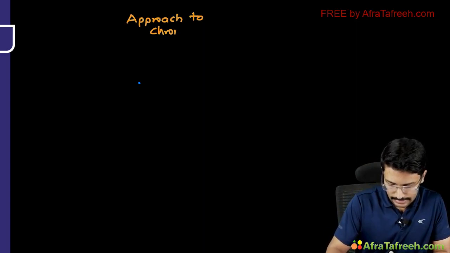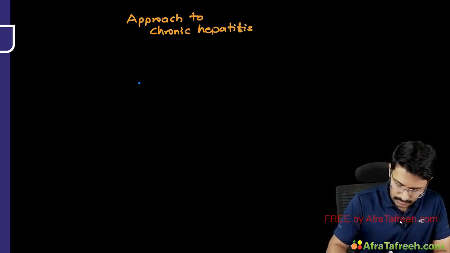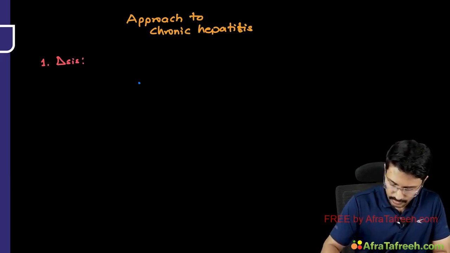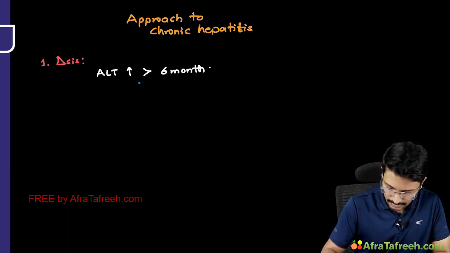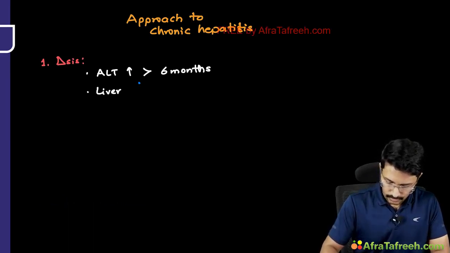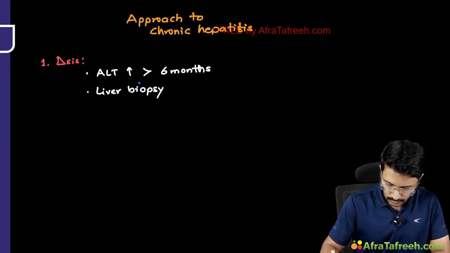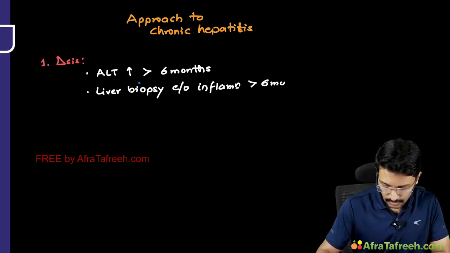Approach to chronic hepatitis. So first point is about the diagnosis of chronic hepatitis, right? That's the first step. How do we diagnose chronic hepatitis? We will diagnose chronic hepatitis when ALT is elevated for more than 6 months. I've already told you ALT is liver specific, right? Or there is liver biopsy evidence of inflammation, if you had already got the liver biopsy done, which is persisting for more than 6 months.